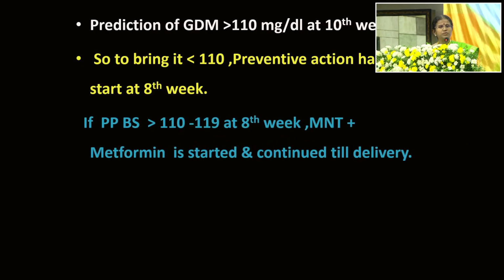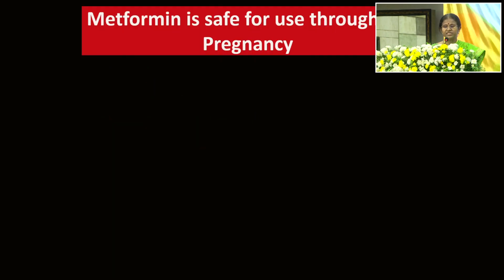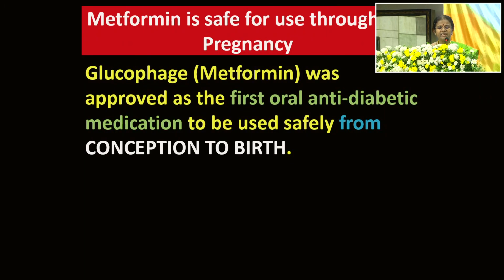And if the postprandial is between 110 to 119, start with metformin 500 half BD. Why this 119? If it touches 120, it's already GDM. We have to start treating by putting her either on medical nutrition therapy or metformin. The priming of the fetal beta cells around this 11th week may account for the persistence of fetal hyperinsulinemia throughout pregnancy. As I said, it is irreversible. Again, as our speakers said in the morning, metformin is safe, and this is the only anti-diabetic which can be safely used from conception to birth.